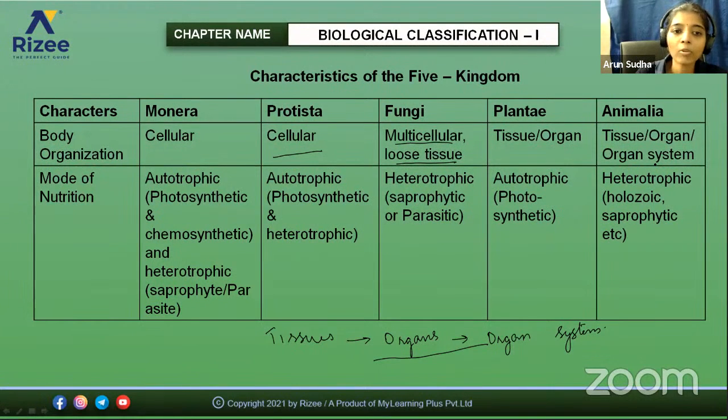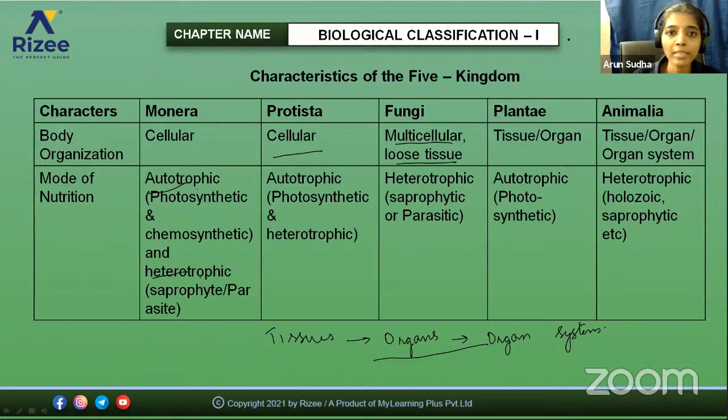And it also differs according to the mode of nutrition. So what do you mean by this mode of nutrition? It may be autotrophic or heterotrophic. So what do you mean by autotroph and heterotroph? Auto means they can synthesize their own food. So how can they synthesize their own food? They get their energy either from light or from chemical substances.